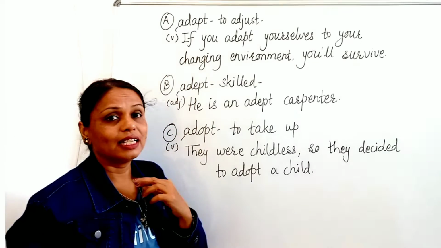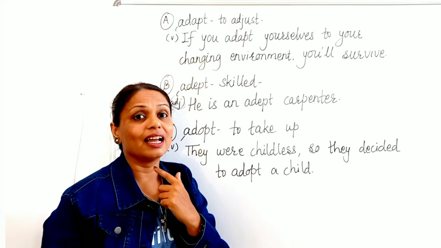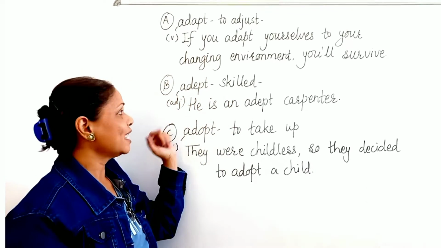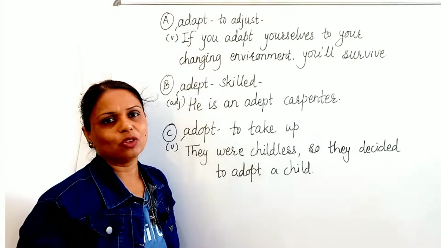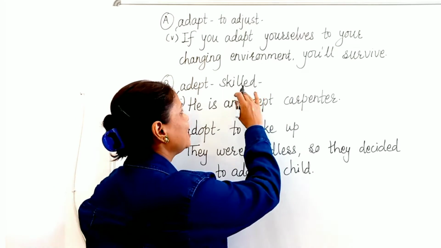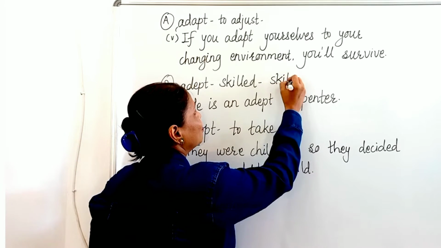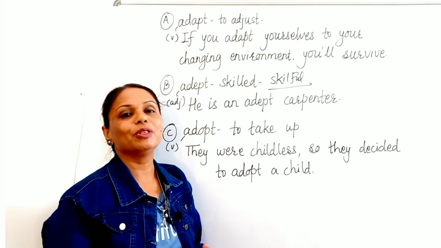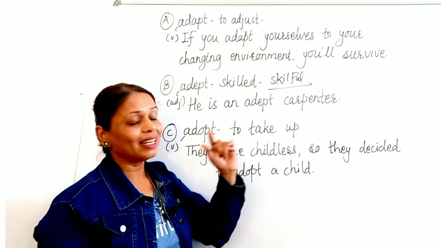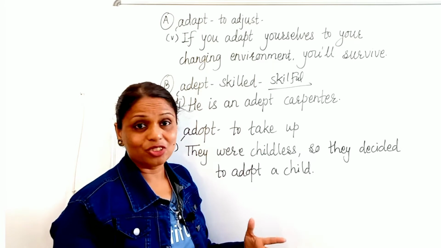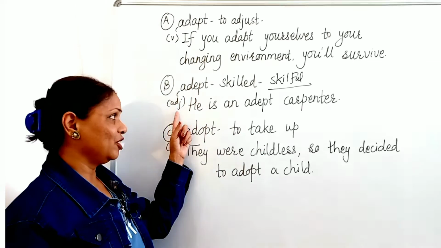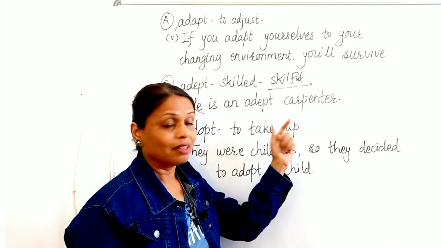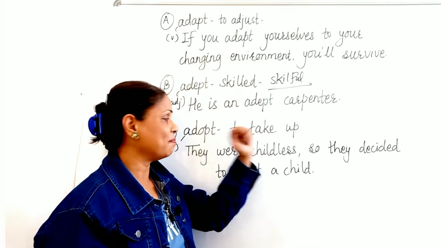Second is adept. Adept means skilled. It is an adjective. In one of my videos, I have given the difference between skilled and skillful. You can check it. We'll give you the link of the video in the I button and in the description box. Please check it. For example, he is an adept carpenter. Means he is a skilled carpenter.